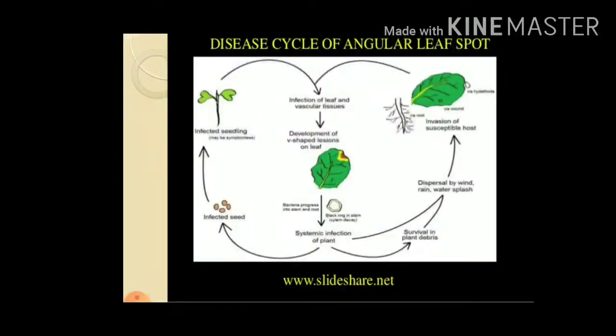The disease is spread by wind, rain or water. The invasion of the susceptible host leads to root infection. The infection of the leaf and the vascular tissue develops a V-shaped lesion on the leaf. It infects the seedling, and then the next seedling, killing the leaf, and slowly the whole plant is killed by angular leaf spot.